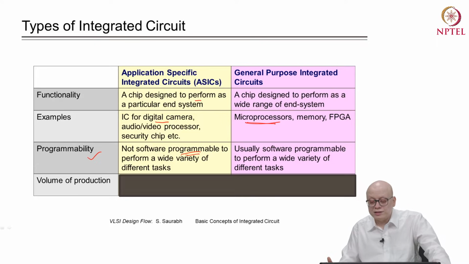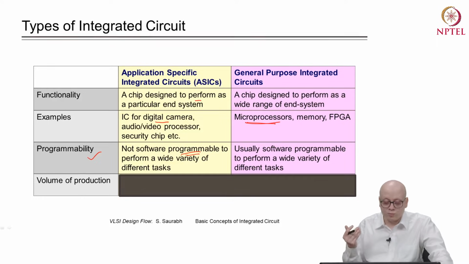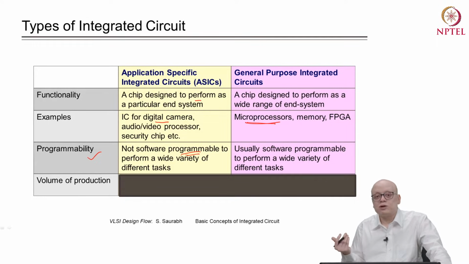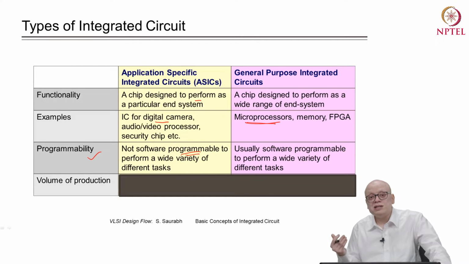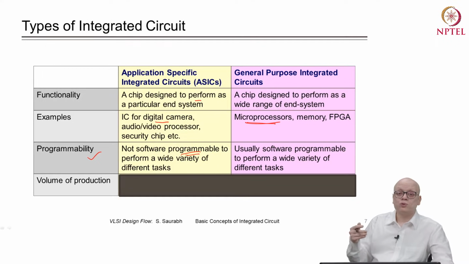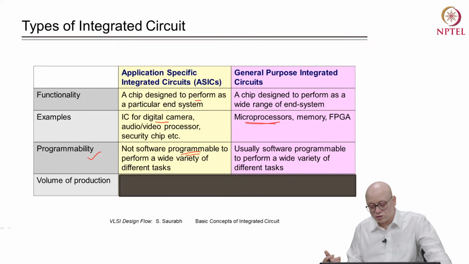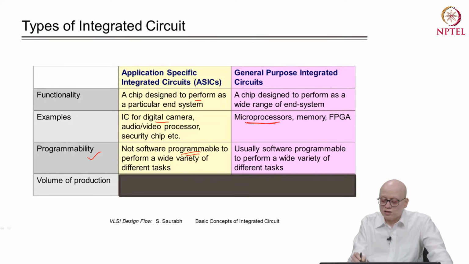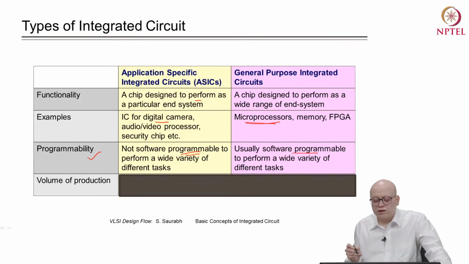While general purpose integrated circuits such as microprocessors are highly programmable. Even FPGA can be programmed. Based on program you can get different functionality out of it. So, general purpose integrated circuits are usually software programmable and can perform a wide variety of different tasks.